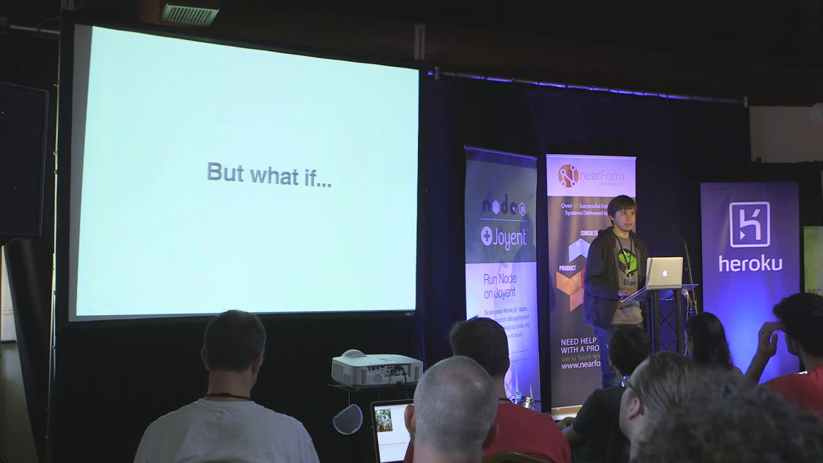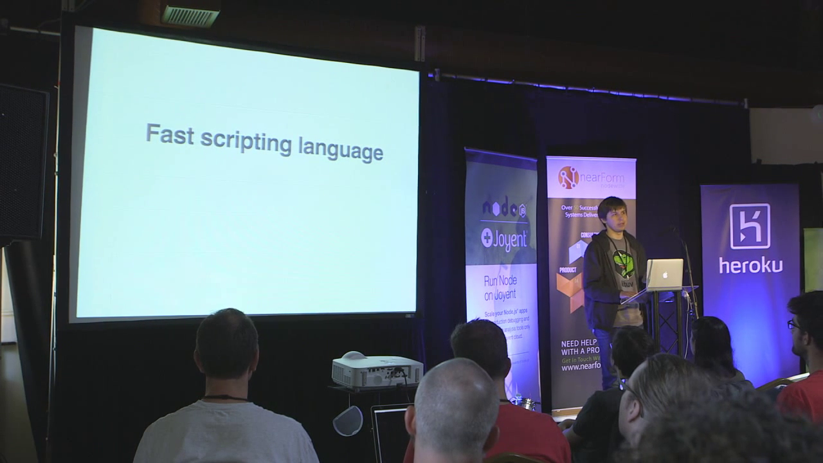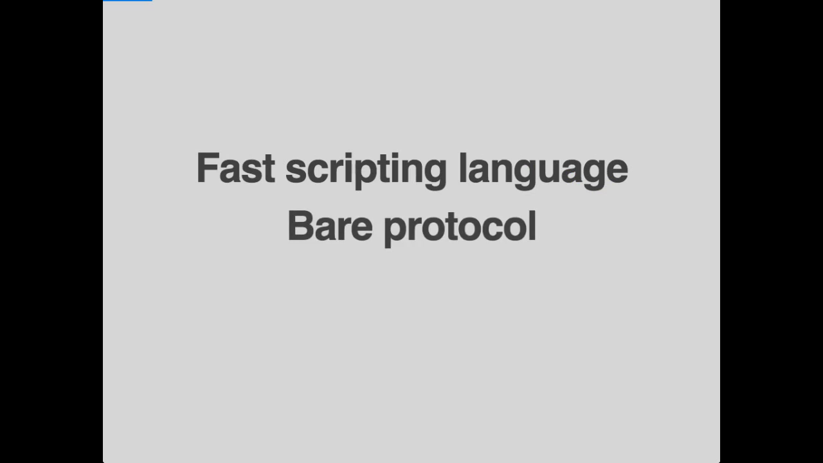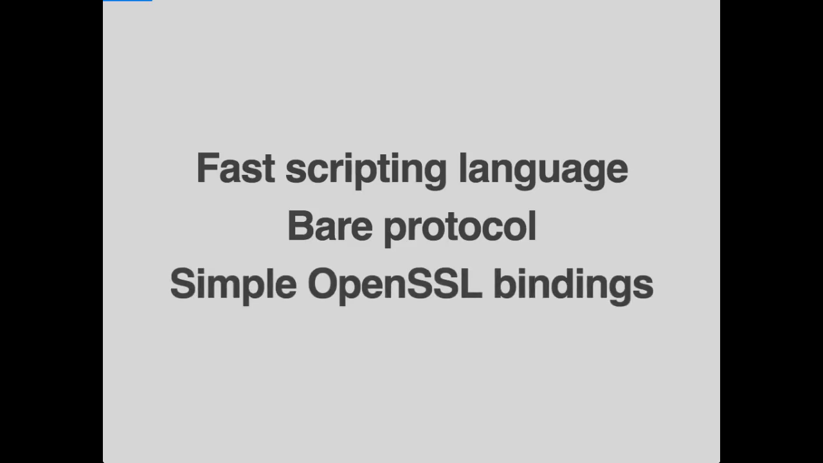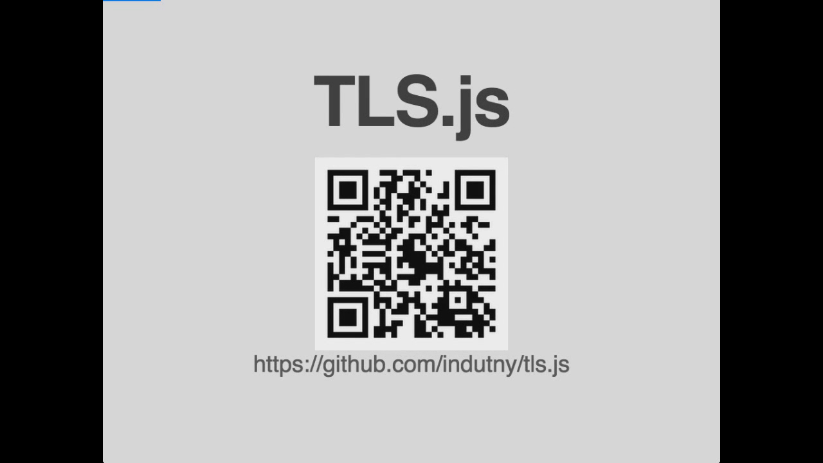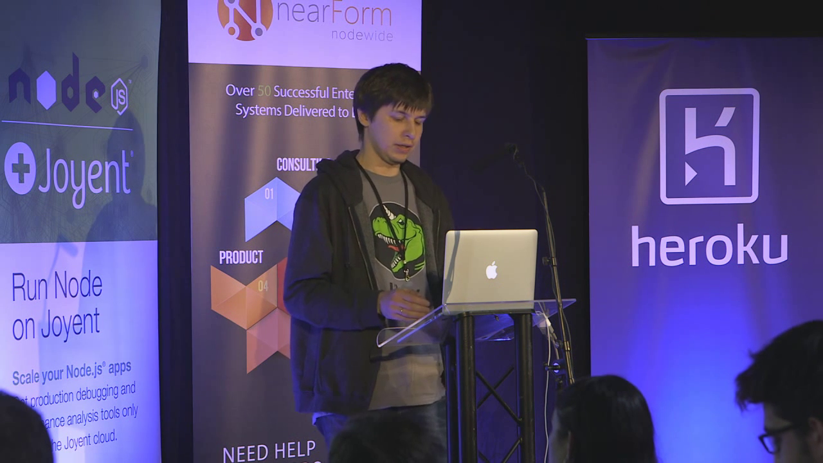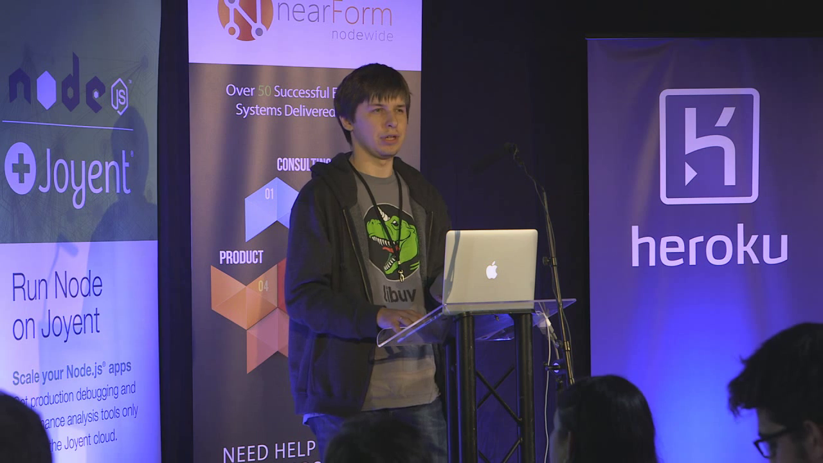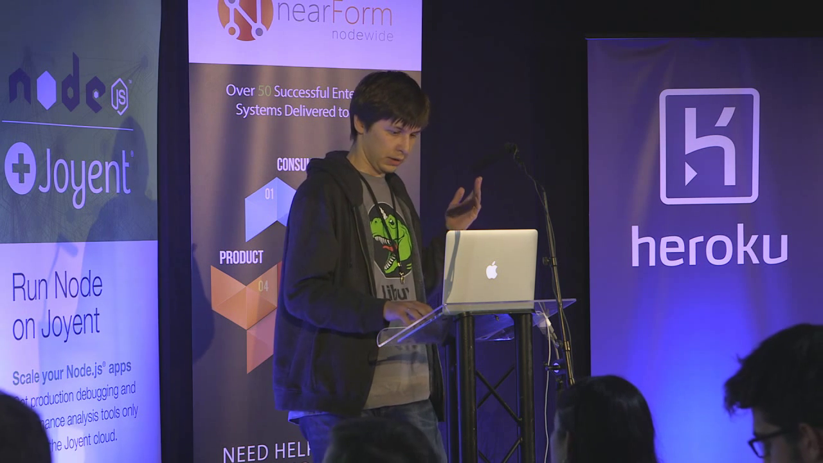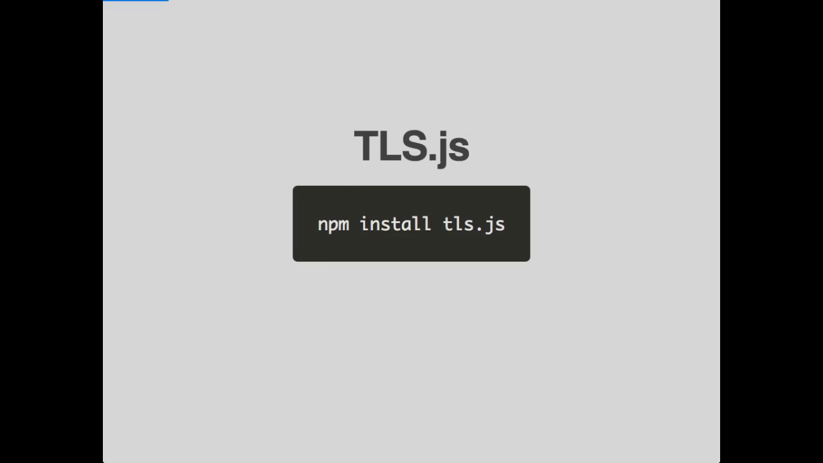But what if the TLS protocol, for example, were written in a scripting language like JavaScript, and it would be just a bare protocol implementation, so it wouldn't have cryptography inside it, like hashes and encrypting stuff, and it would only call out to simple OpenSSL bindings for this stuff. So this is what I'm going to mostly talk about today. This is a TLS.js module, which does this stuff. It's a JavaScript implementation of the TLS protocol.